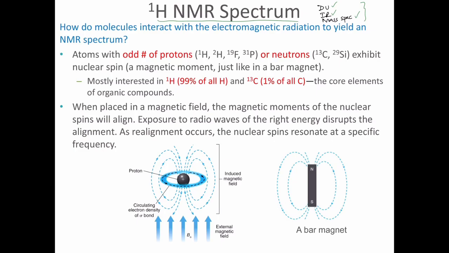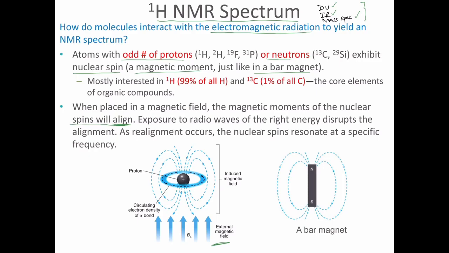Molecules interact with electromagnetic radiation, specifically in this case radio waves, where atoms with odd protons or neutrons are known to exhibit a nuclear spin. The nuclear spin generates a magnetic moment similar to that of a bar magnet. If we introduce an external magnetic field, then the magnetic moments of the nuclear spin will align themselves.